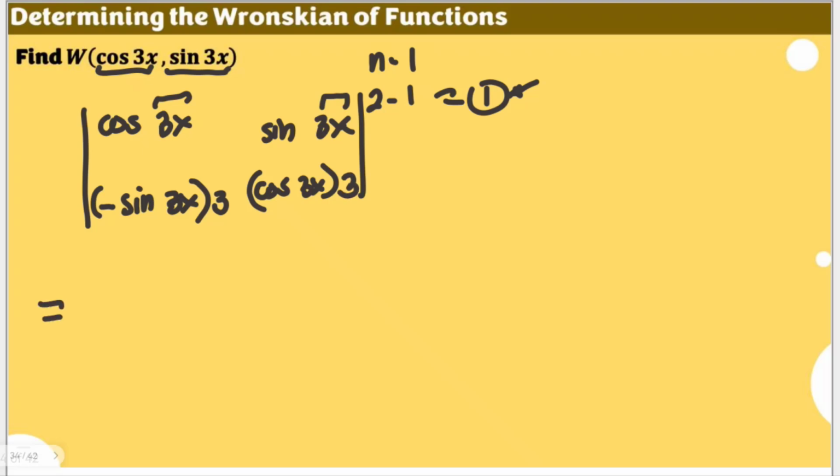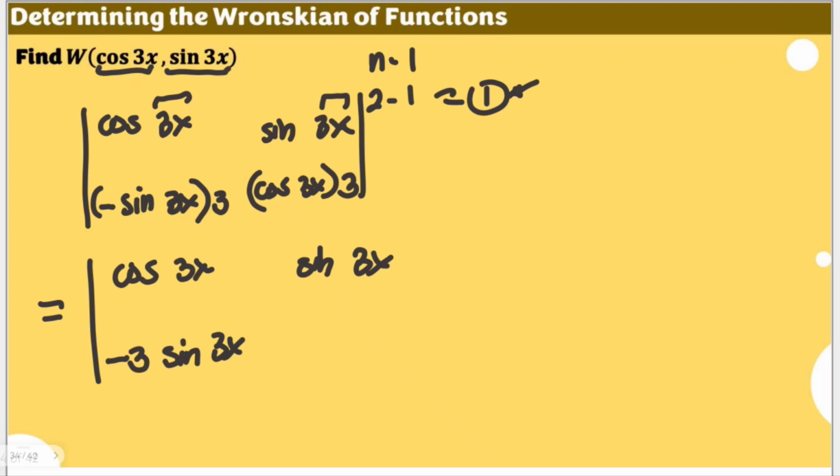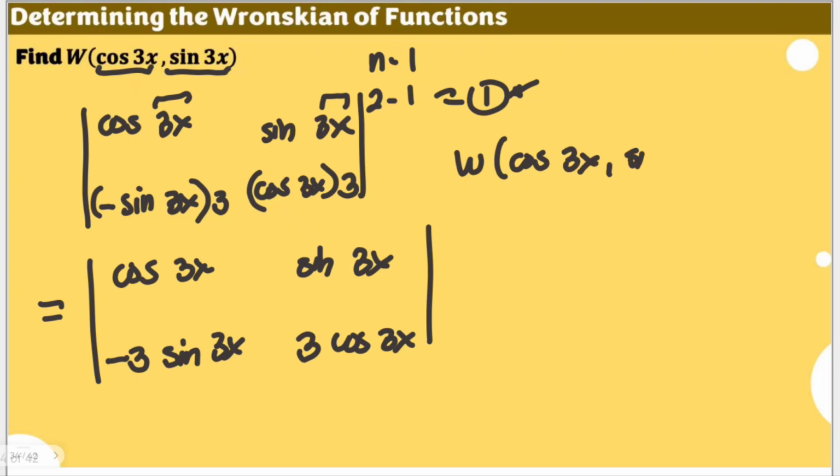Therefore, our given matrix would be expressed in this manner: cosine of 3x and minus 3 sine of 3x for our first column, and sine of 3x and 3 cosine of 3x for our second column. So with this is now our 2 by 2 matrix, and the Wronskian of the two functions, cosine 3x and sine of 3x, is the determinant of this given matrix.